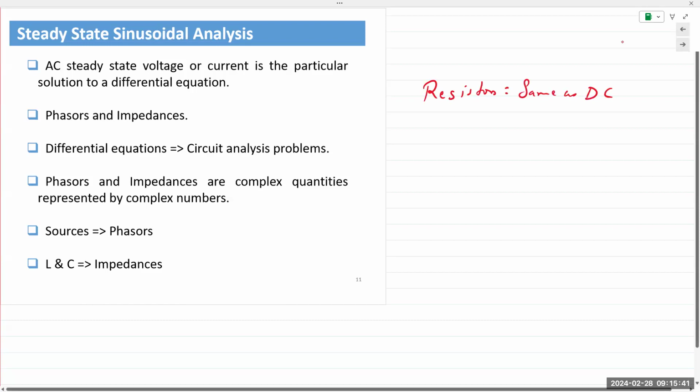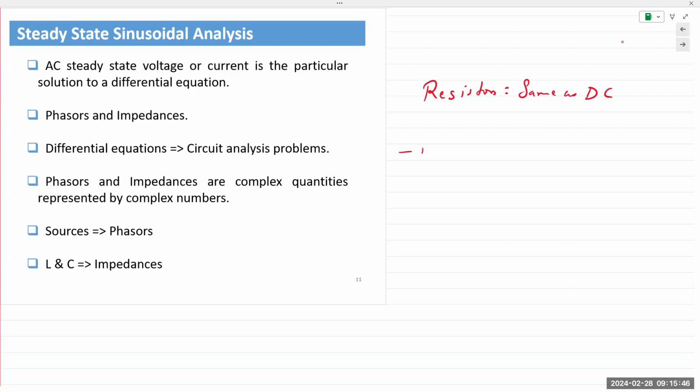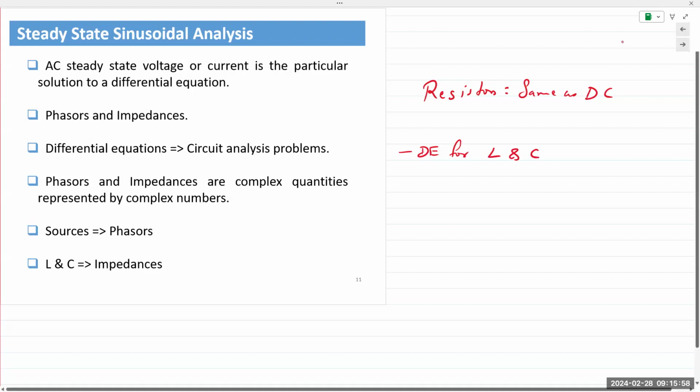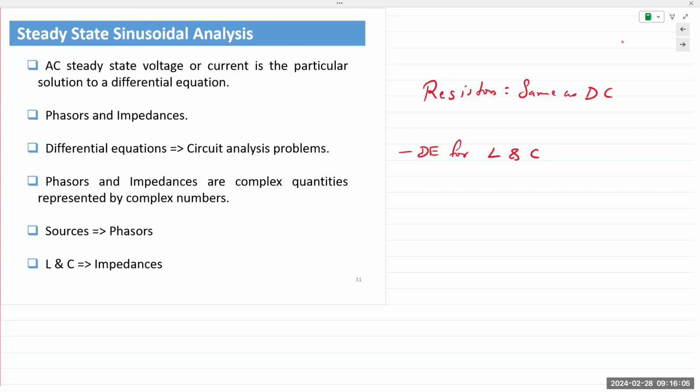Inductors and capacitors, and again, I mentioned this at the beginning of the chapter, we are required to solve differential equations for L and C. So we use a technique where we represent all components in a circuit as vectors using complex numbers. Okay, that's where we talk about phasors and impedances.